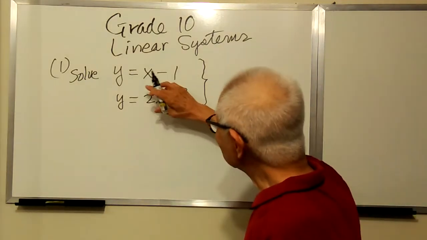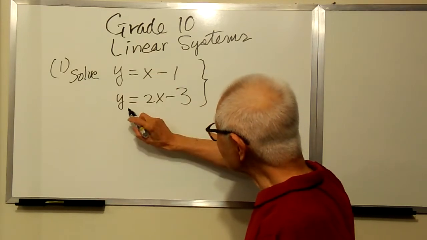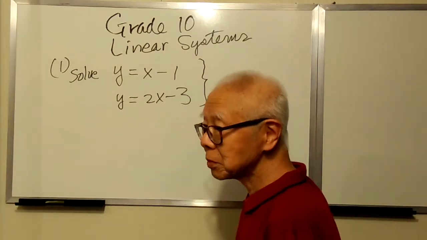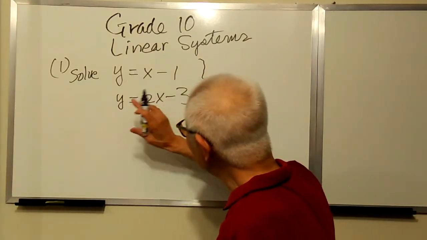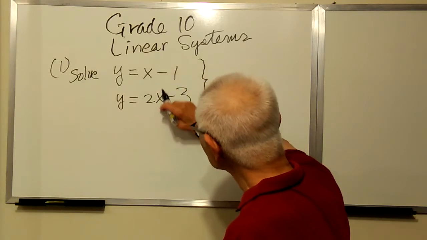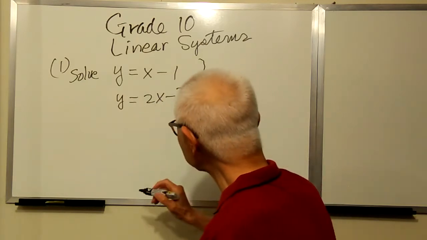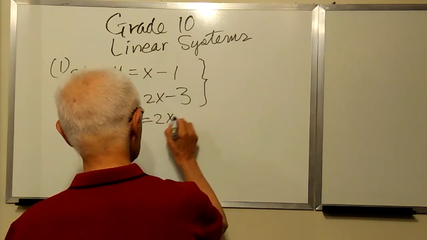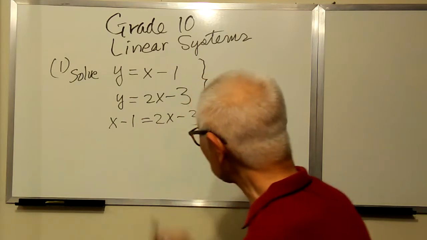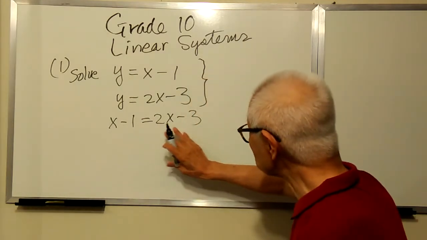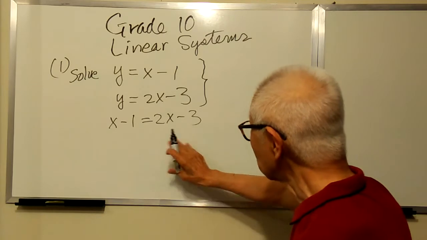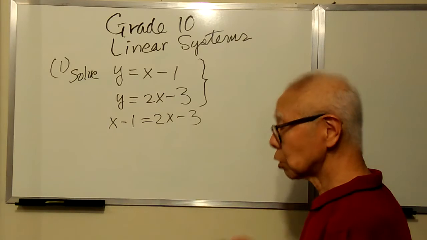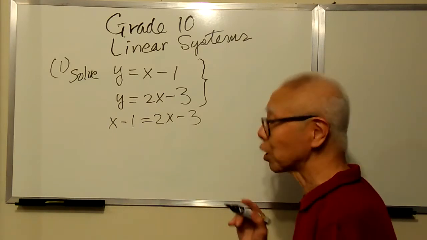Look, the left-hand side is y. This left-hand side is y. y, of course, is y. So this y, of course, is this y. That means my right-hand side should be the same. Therefore, the next step is to write x minus 1 equals 2x minus 3. The right side of one equation equals the right side of the second equation. Now this is one equation with only one unknown, and you know how to solve it.